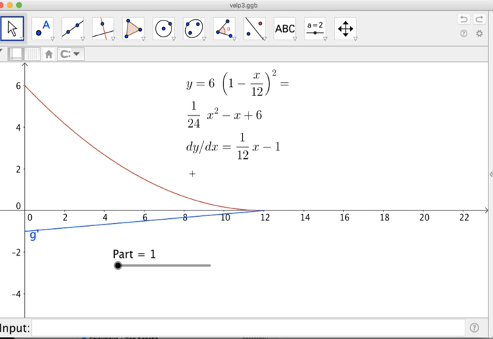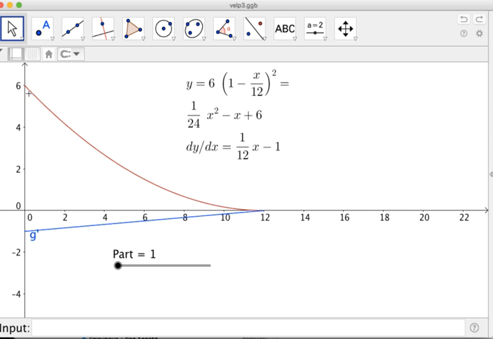The rate at which the water level is changing is again our dy/dx, or 1/12 x minus 1. The fluid level is falling the fastest at the beginning, when the rate of decline is equal to -1, which is the value of dy/dx at x equals 0. It's slowest when x is equal to 12, which gives us a dy/dx value of 0, and the water is no longer running out of the tank because there's no water left.